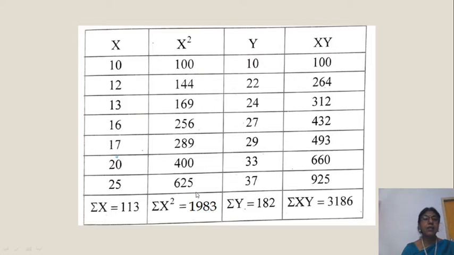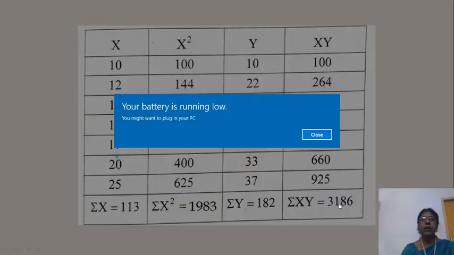Adding all these values, we get 1983, which is Σx². Similarly, y values, add all these values, we get 182, which is denoted by Σy. Similarly, add all these xy values, we get 3186, which is Σxy. So Σxy is 3186. Okay?